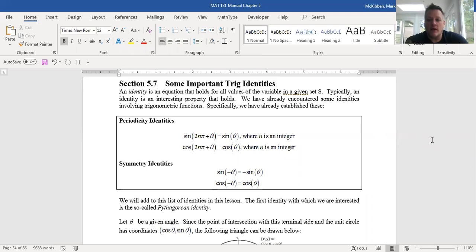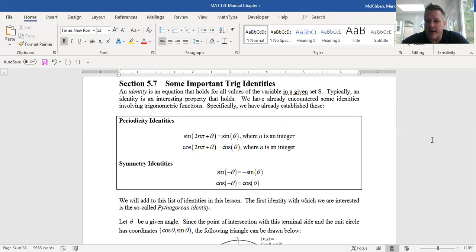First off, an identity is a formula that holds for all theta in a given domain. So there are no exceptions to it. It's a truth. You can replace one thing by another. That's the utility of an identity. And we already have a couple.